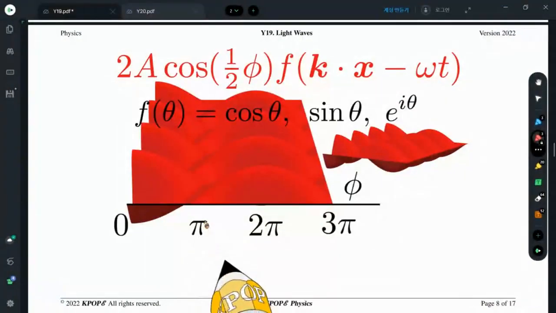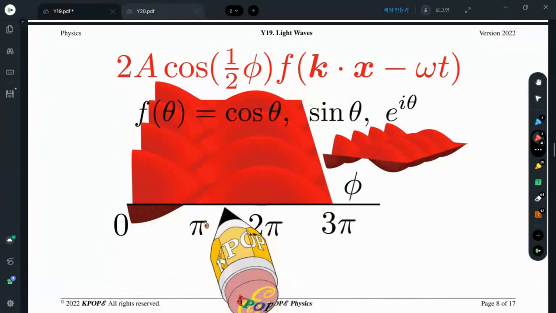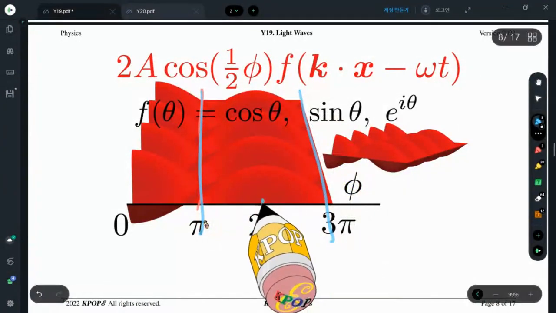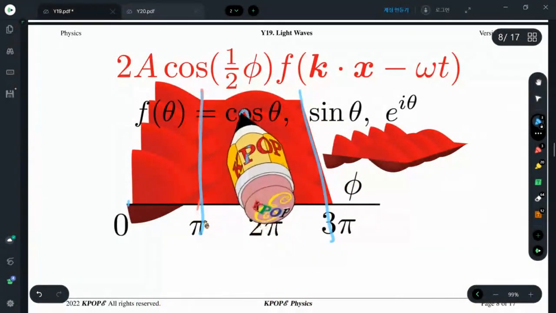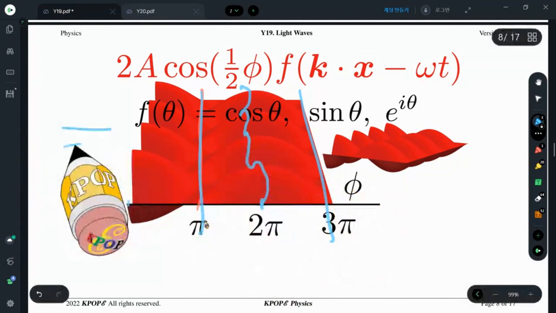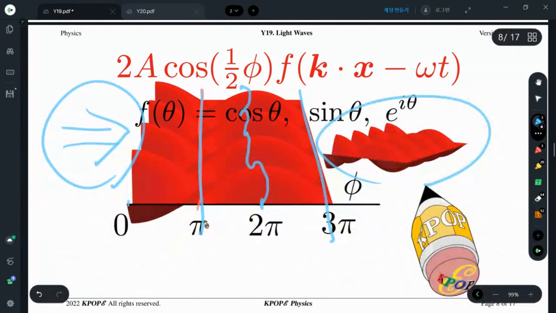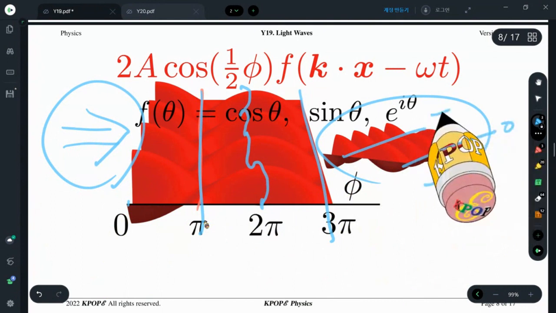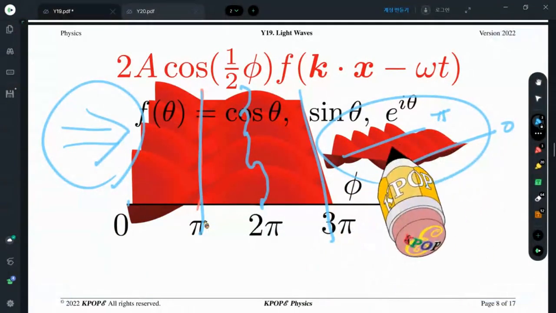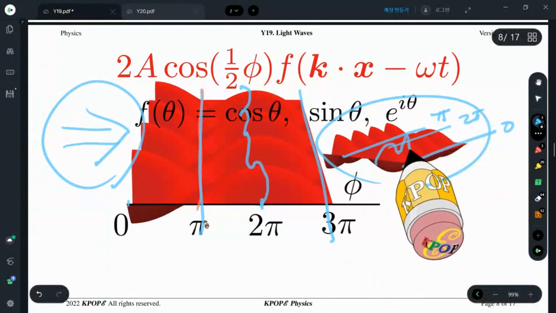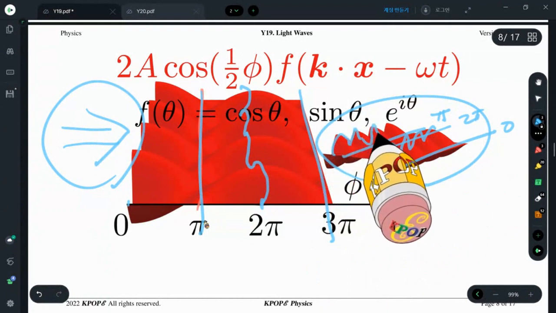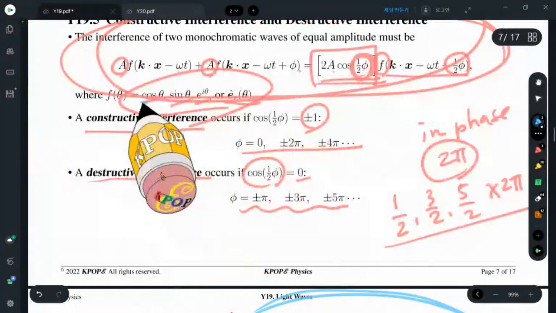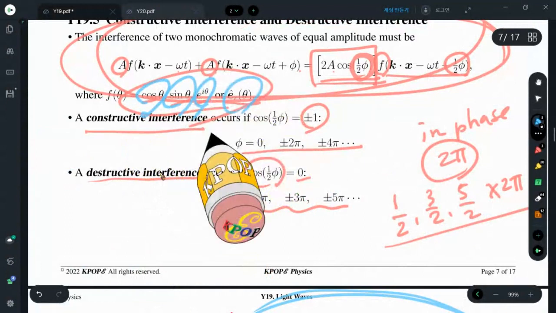So you will find, depending on the phase, for example, here the wave disappears. Here, at 2 pi, 0, the wave is magnified by a factor of 2. If you see this figure from the left, then you will find complete disappearance of the wave at 0 pi, and here at 2 pi, this wave is double. Okay, so this structure holds whatever cosine, sine, e to the i theta, or e to the r theta.